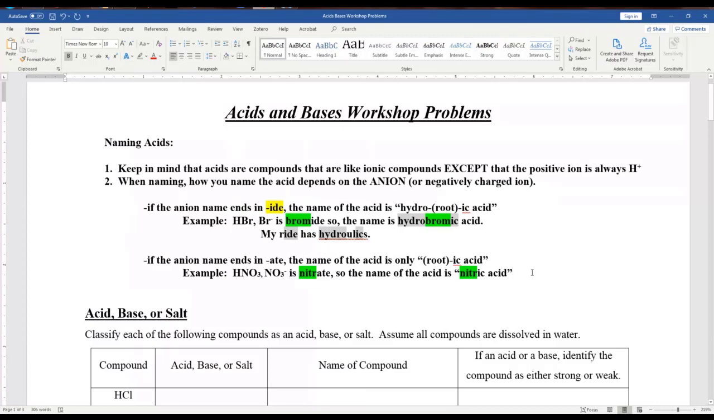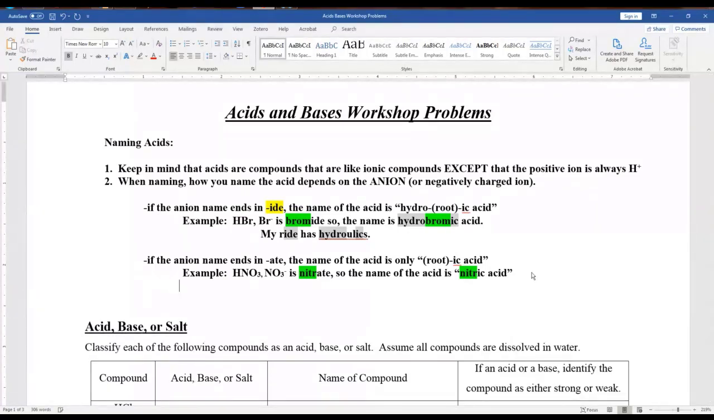Now, a kind of fun way to remember this is: I ATE acid. Ick.